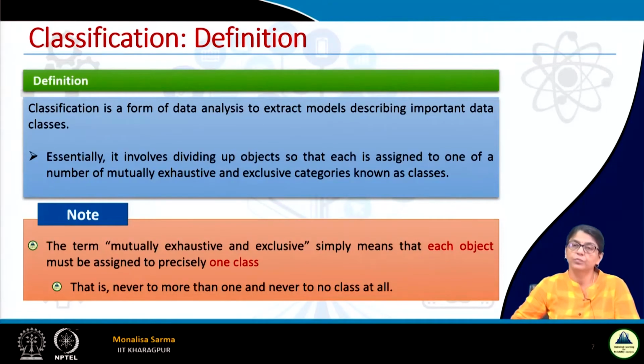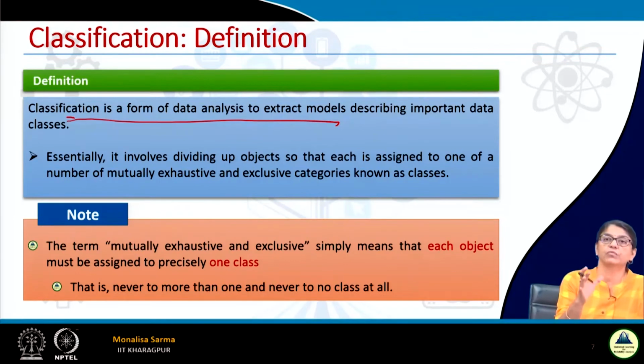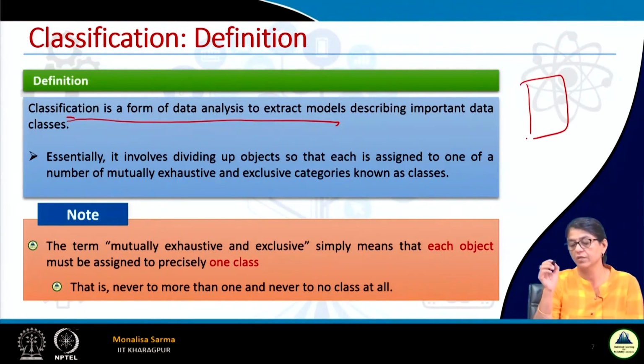Okay, so now let me formally define what classification is, since we've seen lots of examples. Classification is a form of data analysis to extract models describing important data classes. We'll have to analyze the data and extract a model. We'll have to find a model. Basically, it's a black box.